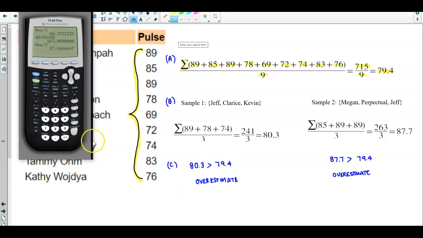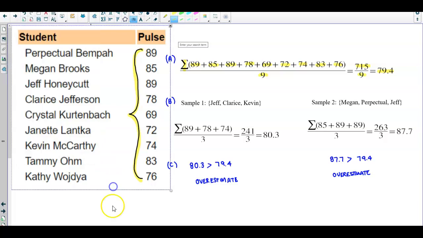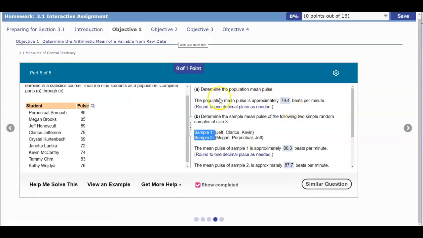And let's go ahead and just take a look at this on our calculator to make sure, because we're rounding it to one decimal place. If we take 715 and then divide that by 9, we get 79.4 rounded to one decimal place. Okay, so we're going to put in our answer, and we can see that the population mean pulse is approximately 79.4 beats per minute, and we round that to one decimal place as needed.